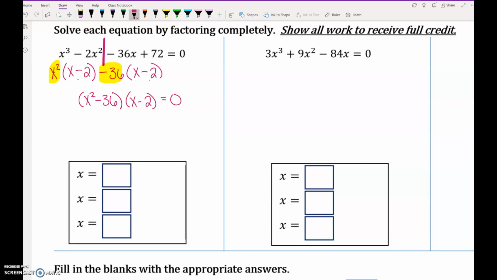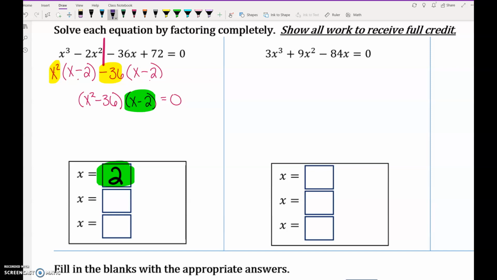Now, if you wanted to, you could solve this from here. You could put x squared minus 36 equals 0 and x minus 2 equals 0 and solve both of them. You just have to remember that when you square root, you have to consider both the positive and the negative. That's how we're going to end up with 3 solutions and not just 2. This part, in green, we can already get one of our solutions from. If x minus 2 is a factor, then x equals 2 is one of our solutions, because 2 minus 2 would give us 0.